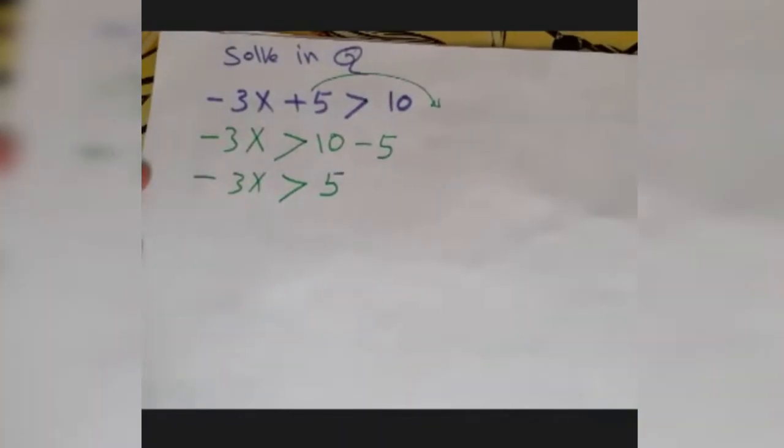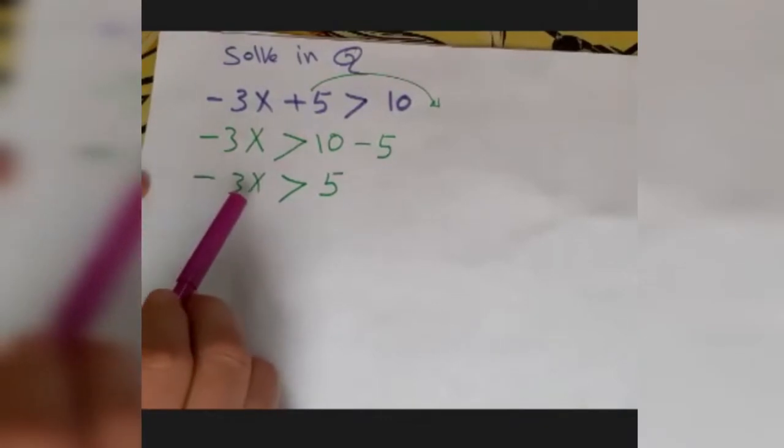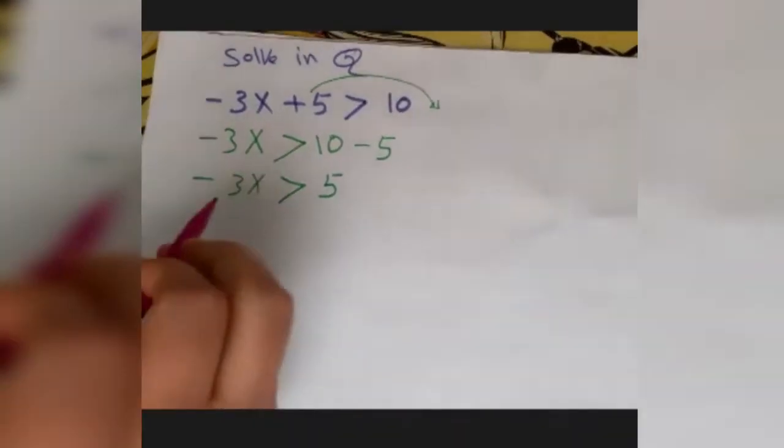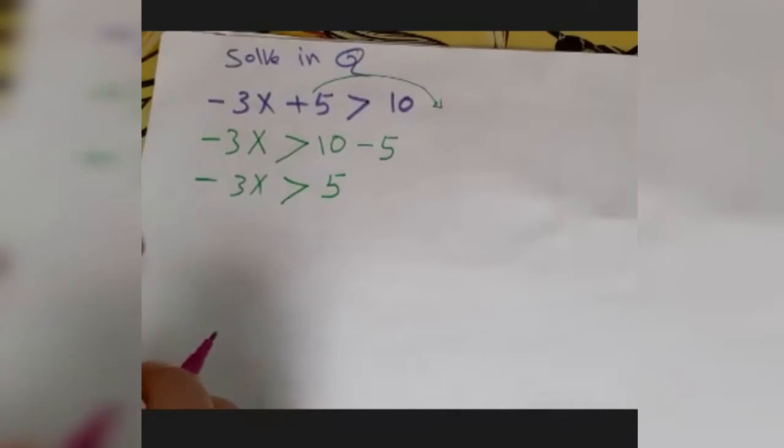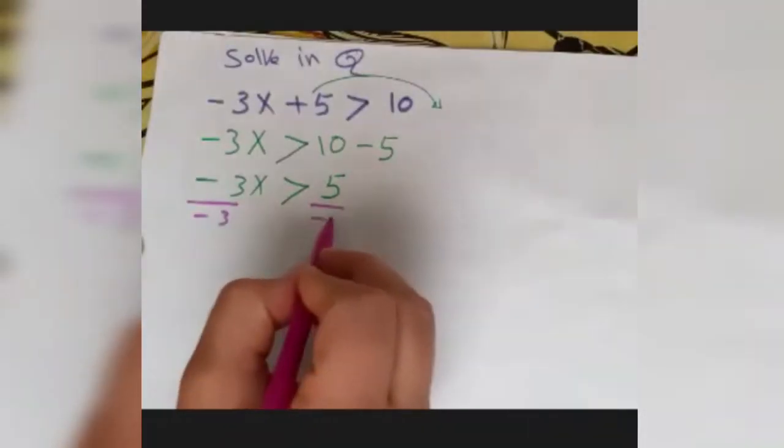Second step, divide by the coefficient of x. Now the coefficient of x is negative 3. So we must divide by what? By negative 3. Don't forget the negative. Divide by negative 3.